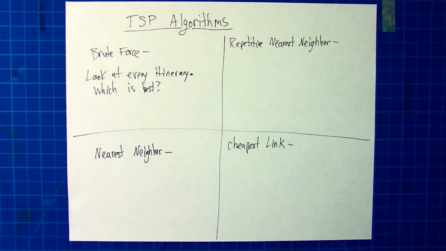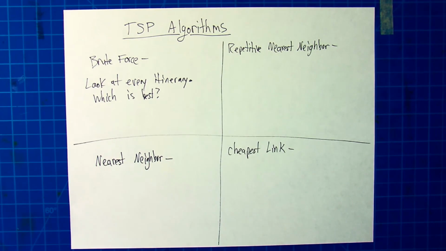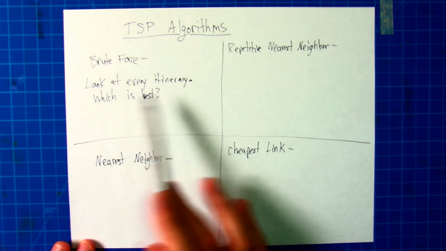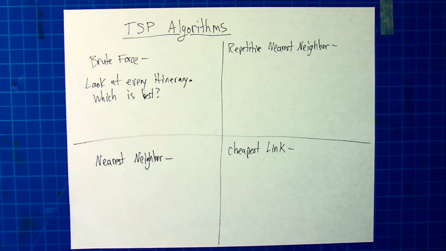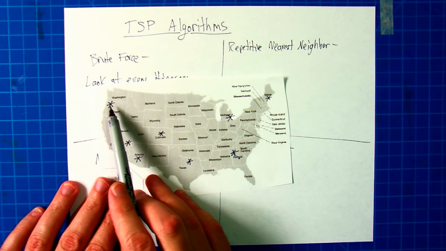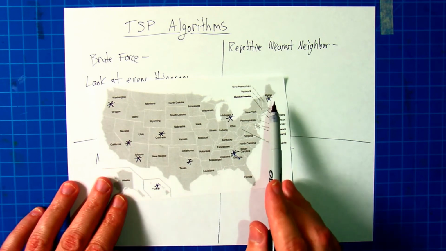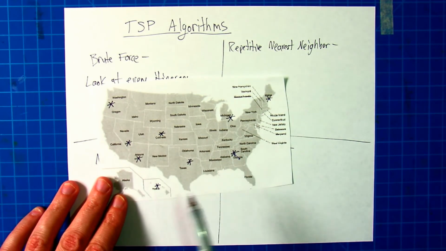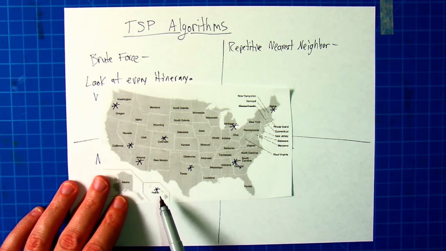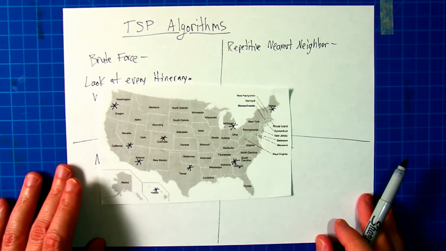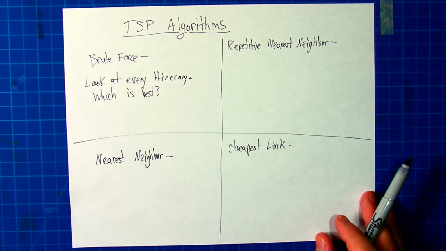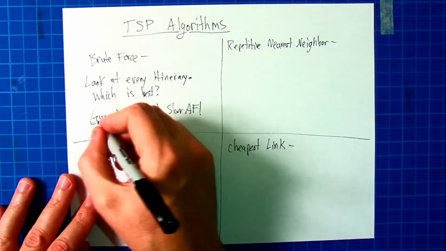There are a few different ways to attempt to solve the traveling salesman problem. The brute force method would be better suited for a computer. It would be to look at every itinerary and see which one is best. But when we say every itinerary, that means quite a lot of them. If you think about starting in Portland, you could go to any one of these 1, 2, 3, 4, 5, 6, 7, 8 locations next. And from each of those 8 locations, you'd have 7 choices after that and 6 choices after that and so on. So there'd be quite a lot of possible itineraries to look at, but that is guaranteed to give you the best results.